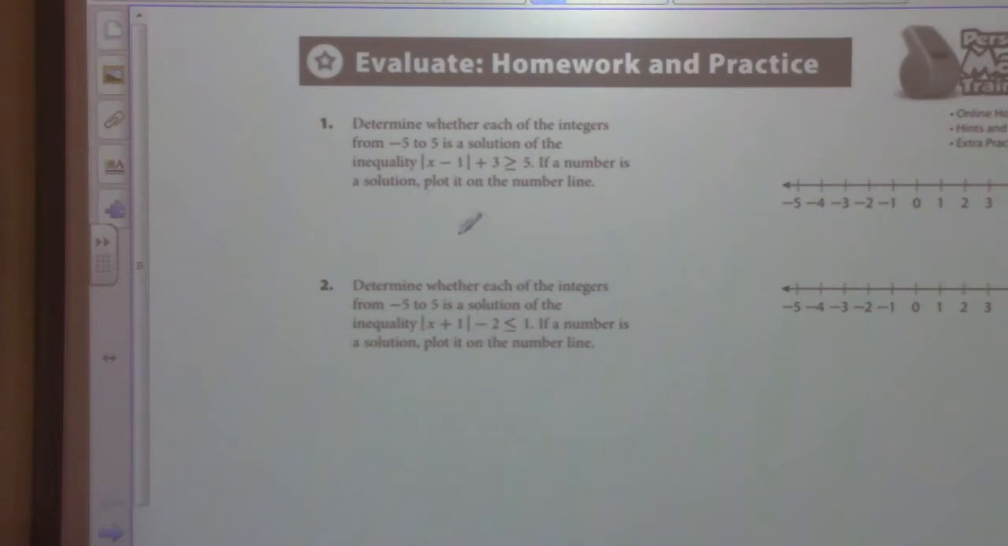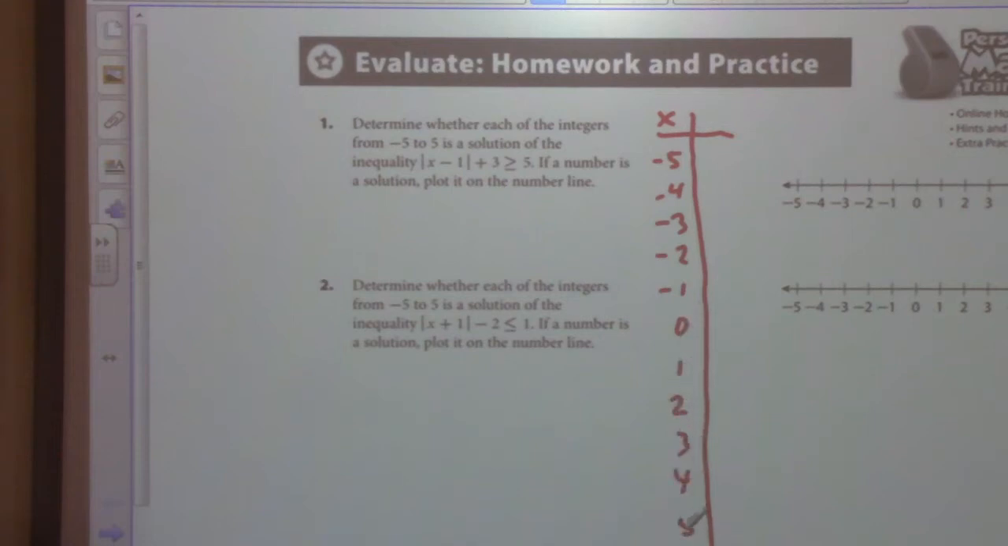Well, let's go ahead and work this first. I'm going to look at number one, which is similar to what we did last time. If we make a table and we're asked to determine whether each of the integers from -5 to 5 is a solution of this inequality, we can list these integers sequentially. The answer is going to be yes or no, and then we accordingly mark these on a number line.